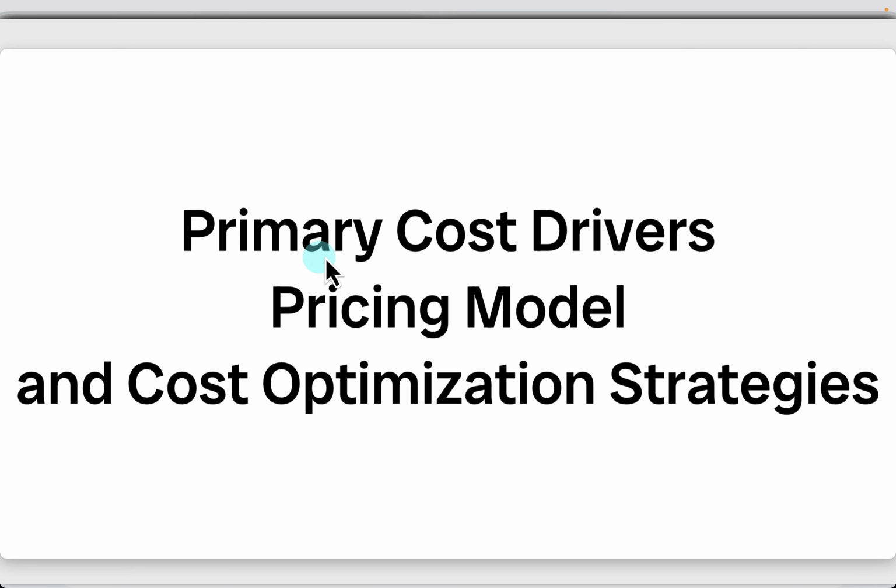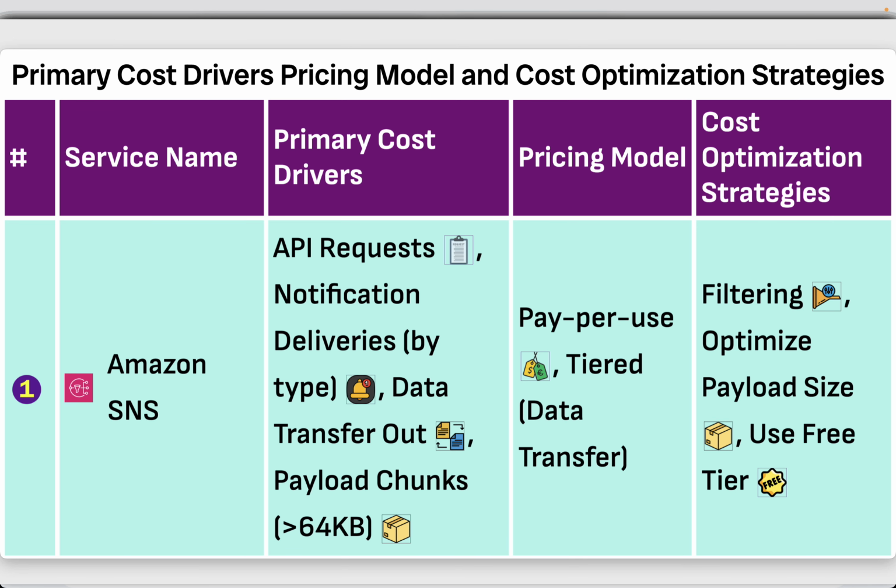So the next set of parameters are primary cost drivers, pricing model, and cost optimization strategies. For SNS, costs are driven by API requests, notification delivery by type, data transfer out, and payload size over 64 kilobytes. It's a pay-per-use model with tiered data transfer. You can optimize it by filtering messages, optimizing payload size, and using the free tier.